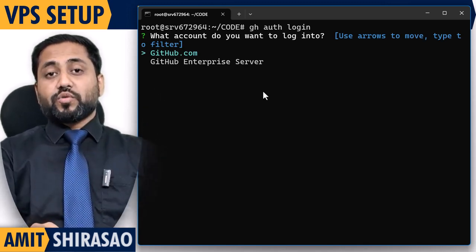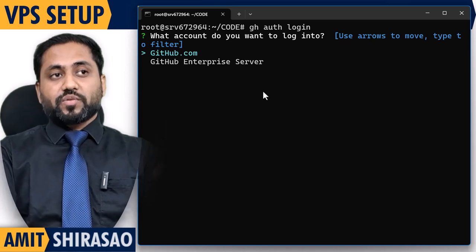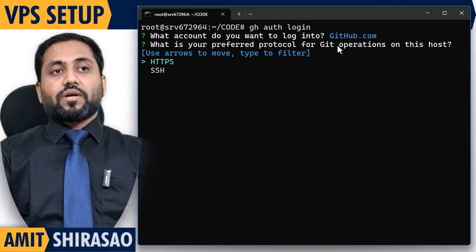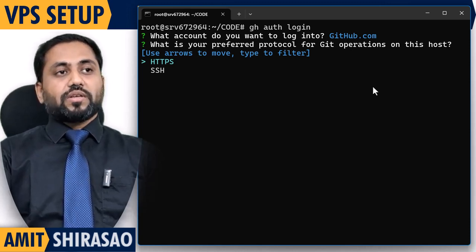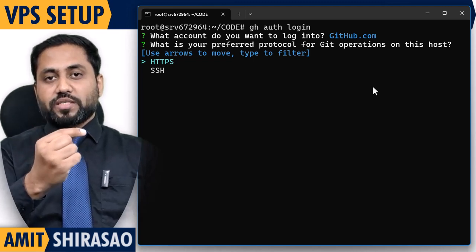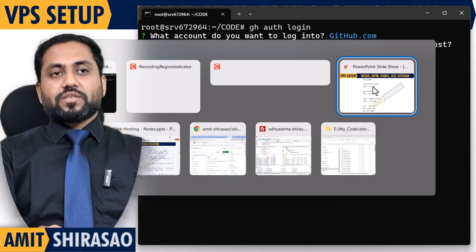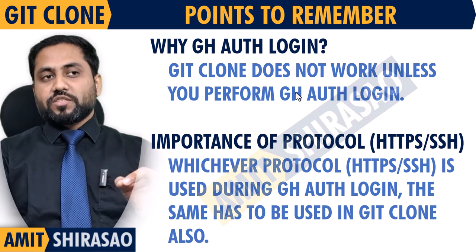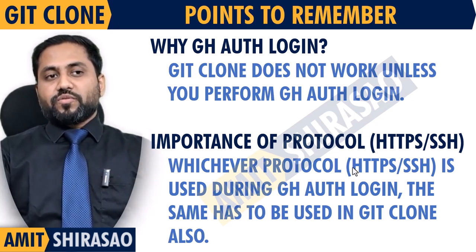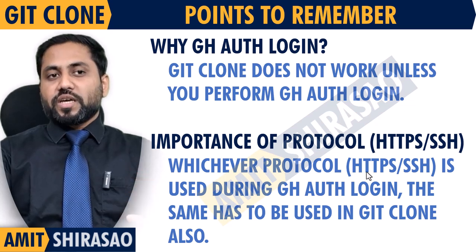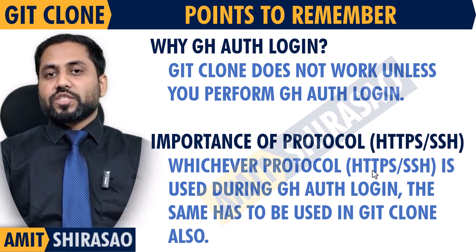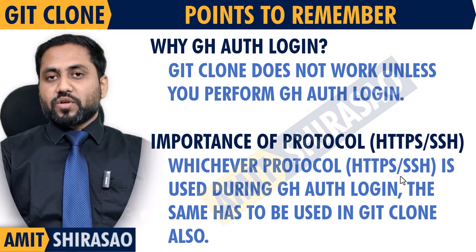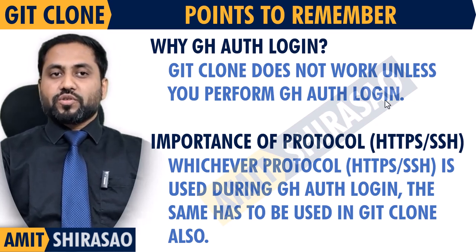It asks you whether you want to log into github.com or GitHub Enterprise Server. I'll say github.com. Then what is the preferred protocol for Git operations on this host? Is it HTTPS or SSH? So always remember, why is GitHub authentication required? Because Git clone does not happen unless you do that. Importance of the protocol: during GitHub authentication, if you used HTTPS, then during cloning also you should use HTTPS only. Then only it will work. If you use SSH during GitHub login, then during cloning also you should use SSH only.